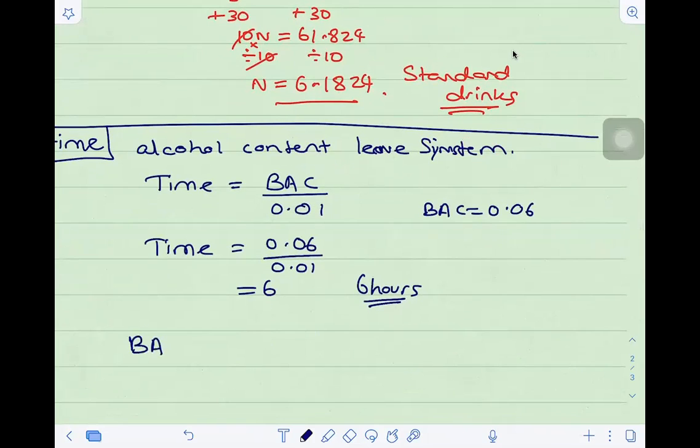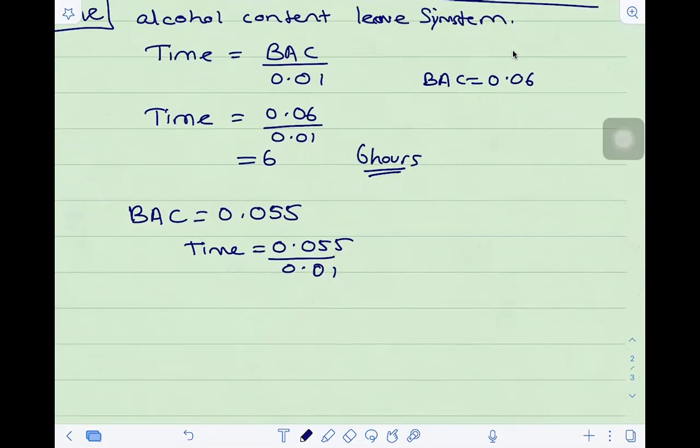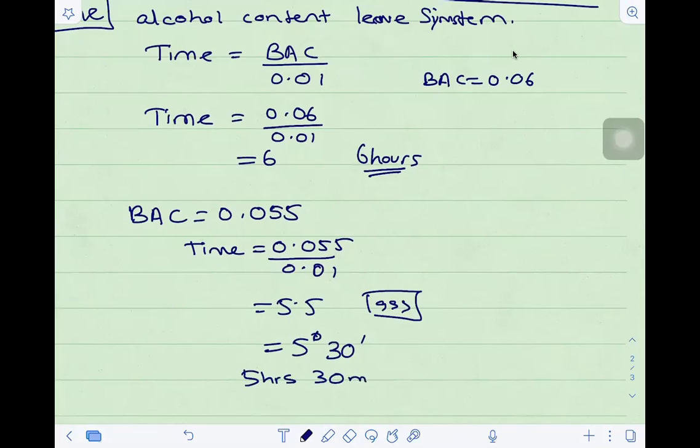Let's just say the blood alcohol content was 0.055. Your time here would be 0.055 over 0.01. So 0.055 divided by 0.01 gives you 5.5. And to get time in minutes, you just press this little button here and you end up with 5:30, which is 5 hours and 30 minutes. And that's how long it would take for an alcohol content of 0.055 to leave your system.